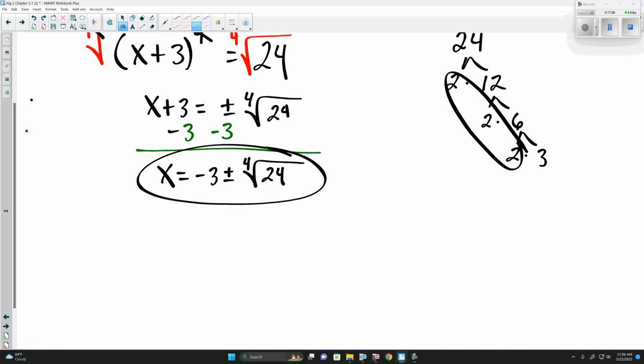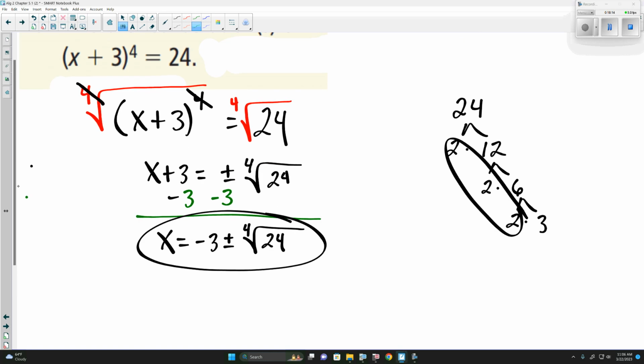So when we solve these here, we're looking for the real solutions, rational or irrational. These here are going to be irrational since the 4th root of 24 does not reduce. It doesn't give us a nice number. We get this here. Questions on any of this here?